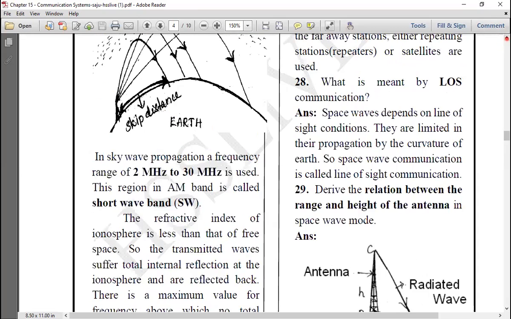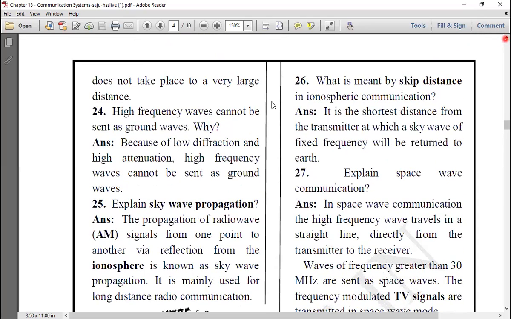Next question. What is meant by skip distance in ionospheric communication? It is the shortest distance from the transmitter at which a skywave of fixed frequency will be returned to Earth. See what this skip distance is? It is the shortest distance from the transmitter at which a skywave of fixed frequency will be returned to Earth. So the fixed frequency wave has to come back to Earth, and that is your skip distance.